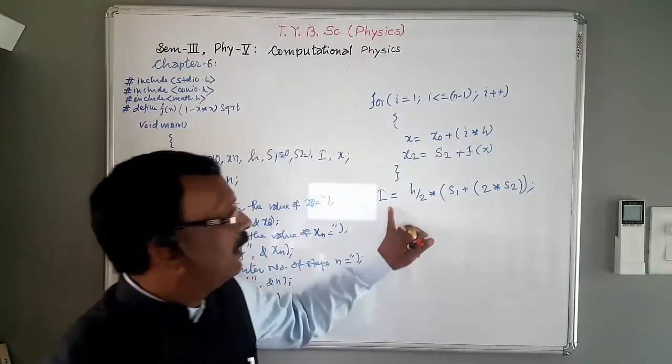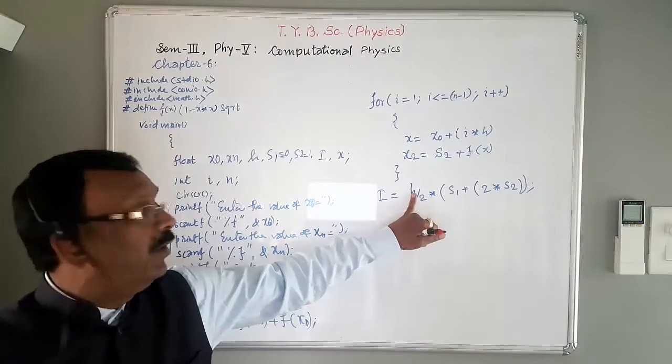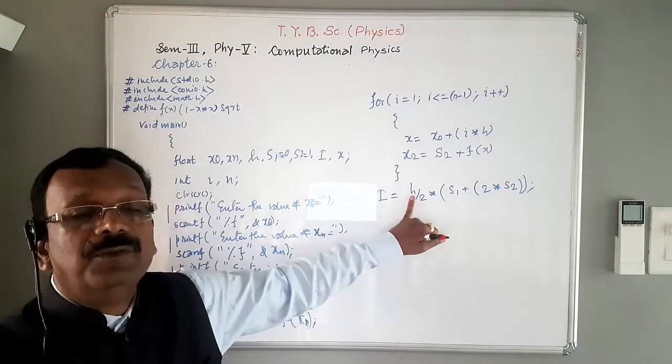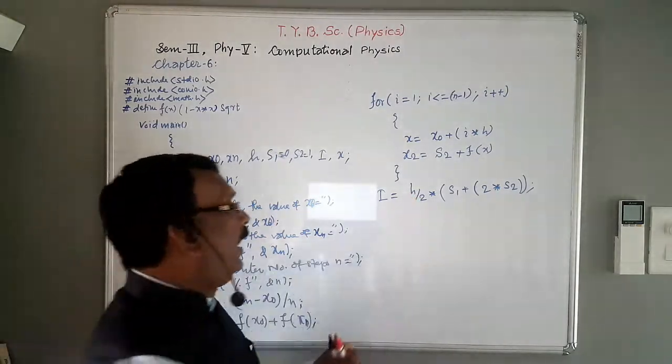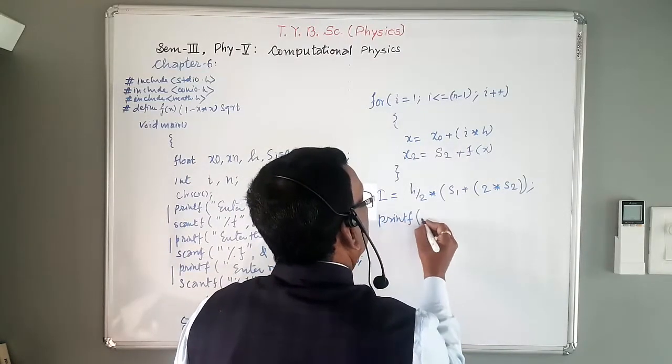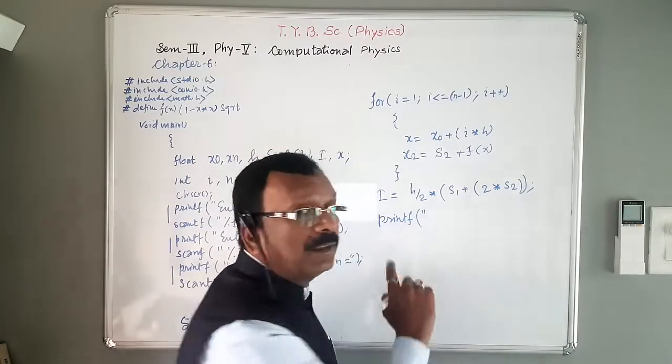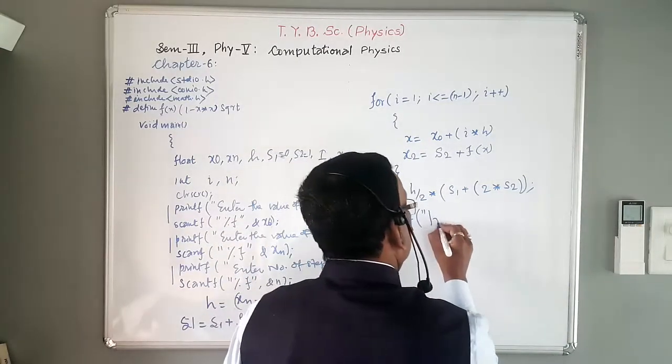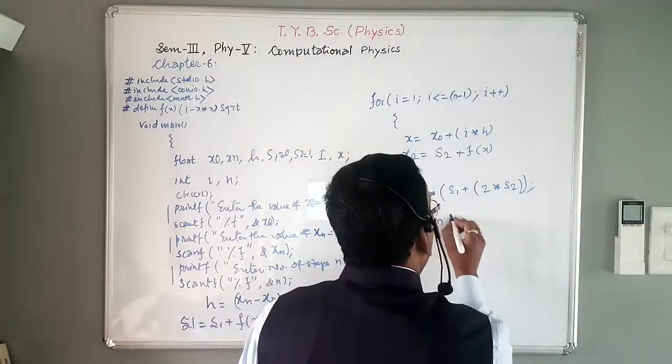In this way we can calculate the value of integration by using the trapezoidal formula. This is the trapezoidal formula. After that we have to print the result. For that purpose we use the function printf. The integration value, the result, should be on a new line.